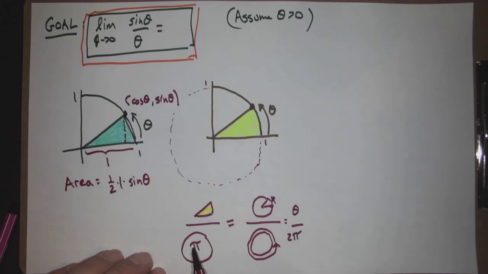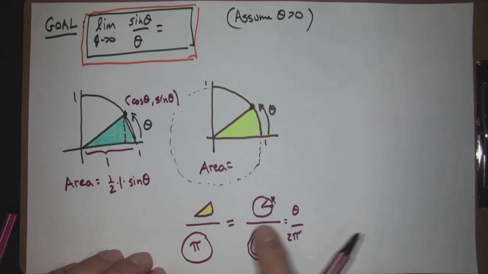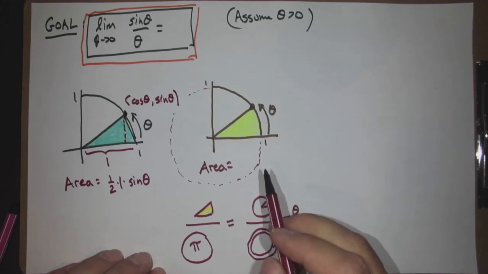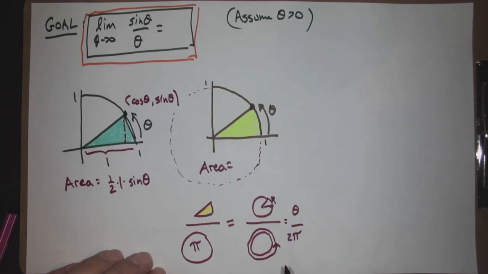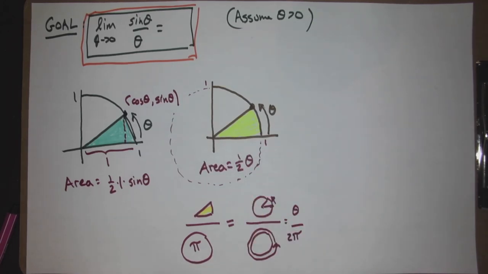So now, multiply across, what do we get for the area? Multiply by pi, you get 1/2. The pi's cancel, theta. And that's it. 1/2 theta. Cool? That's the hard one. Don't worry, there's another chapter. We'll get one more chance. Okay.